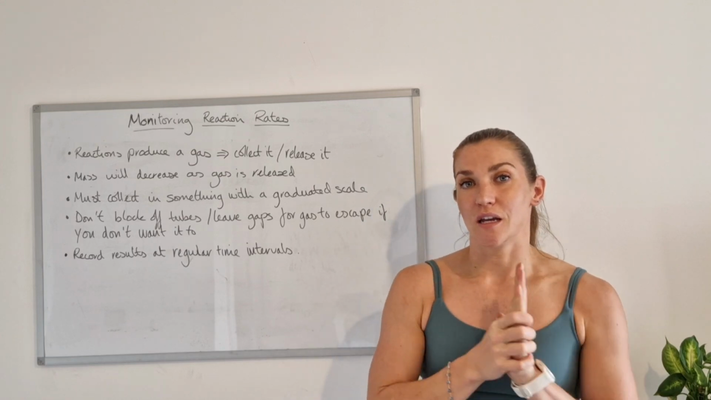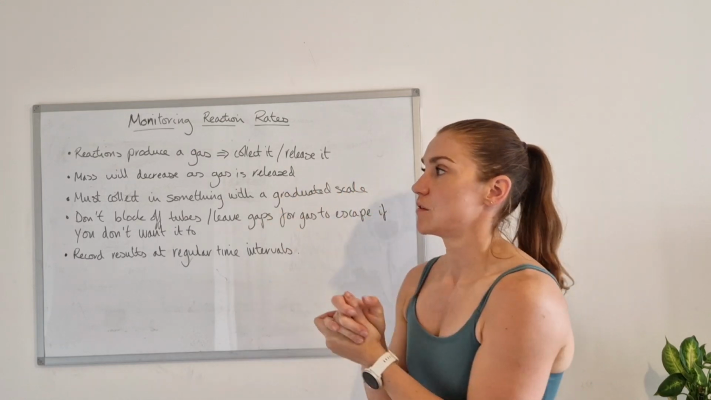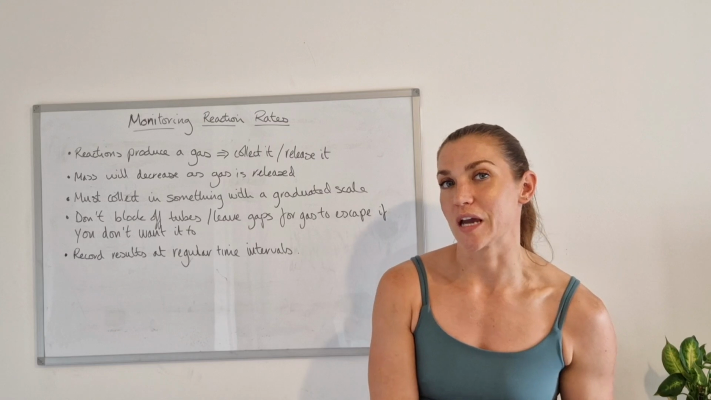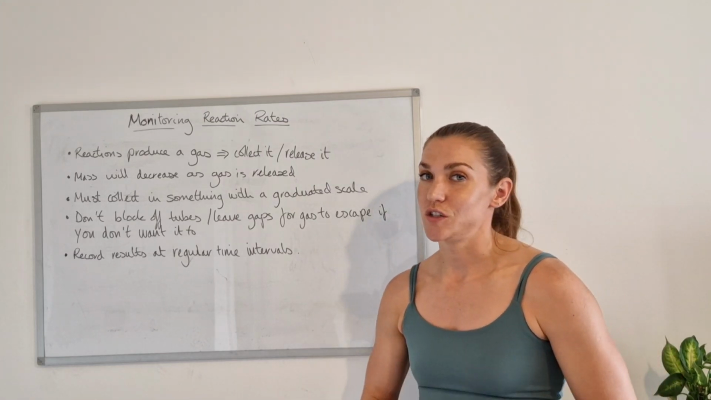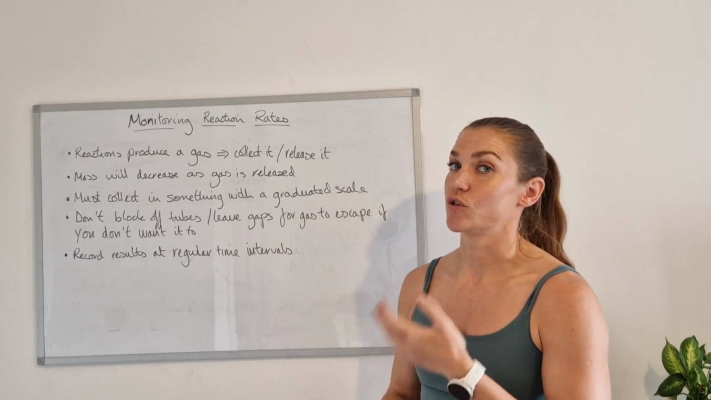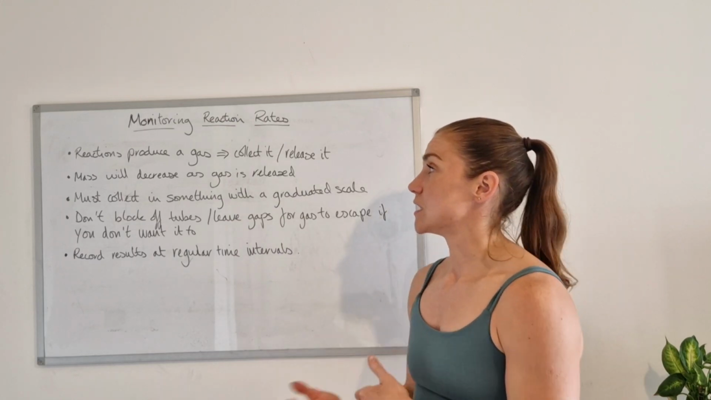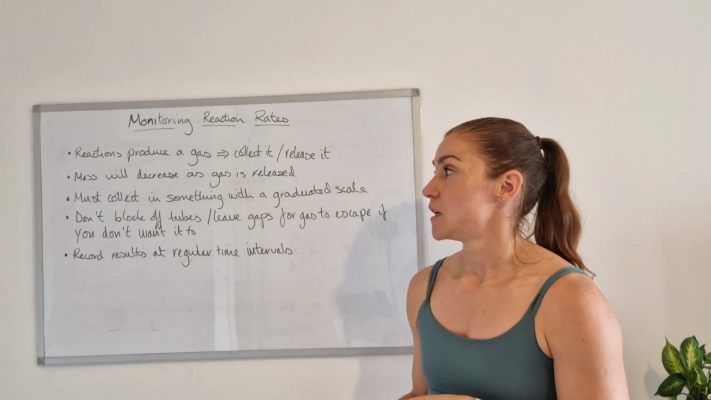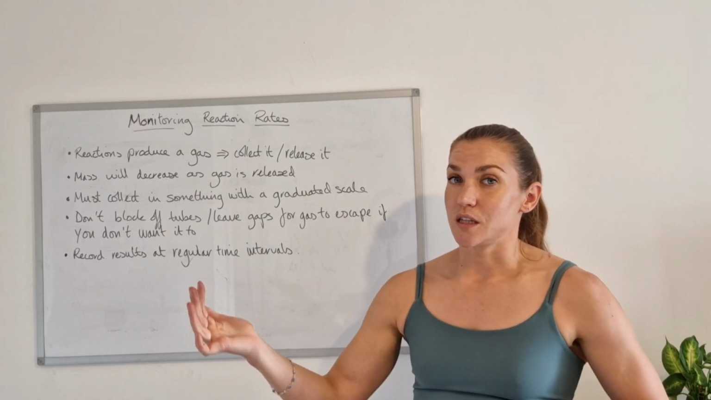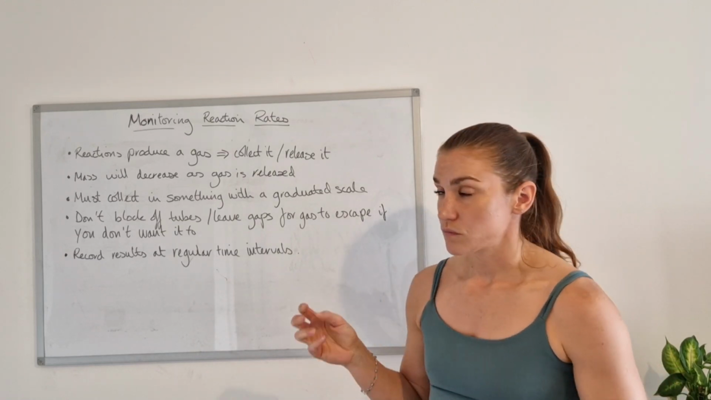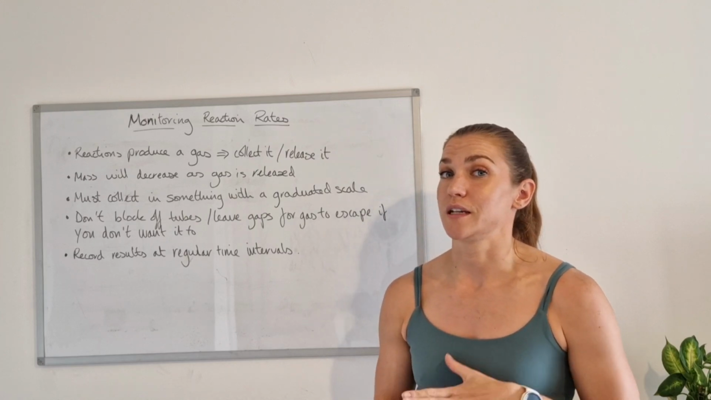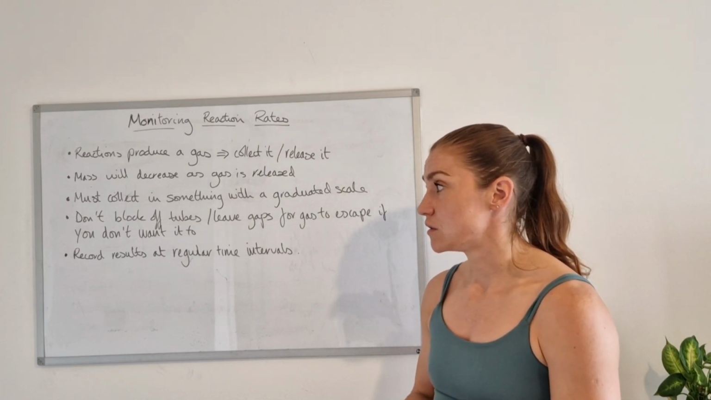These are my main key points. These are what people normally forget. Don't forget them for the exam. So most of the reactions you see in National 5 do produce a gas. Therefore, you can either collect it or release it in order to monitor the rate. Just remember, if you are releasing the gas from the flask, the mass will decrease as the gas is released. If you're collecting it, you must collect it in something with a graduated scale.